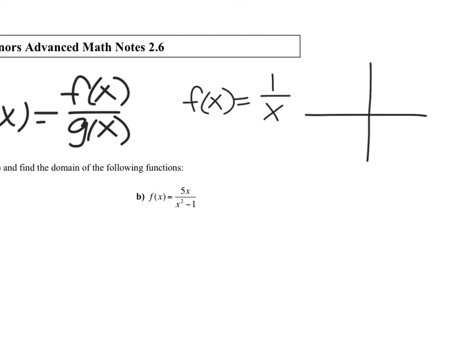But the parent function is this. It's just f of x equals 1 over x, and you have that, and you have this. Okay? And so it's not a continuous function. It has a break in it. The domain of this would be all reals except for 0. And so they're all going to look something like this, for the most part.